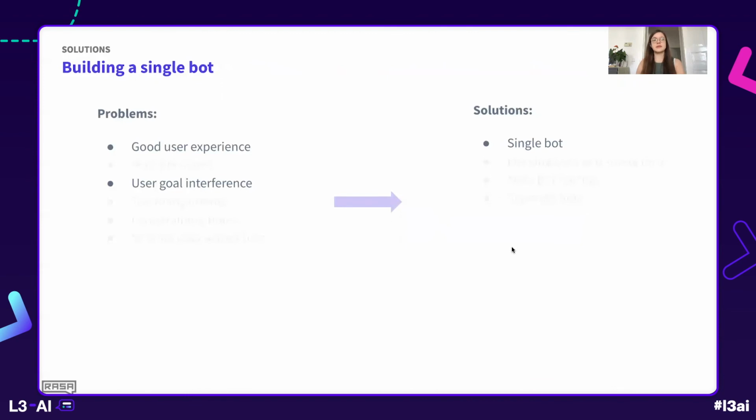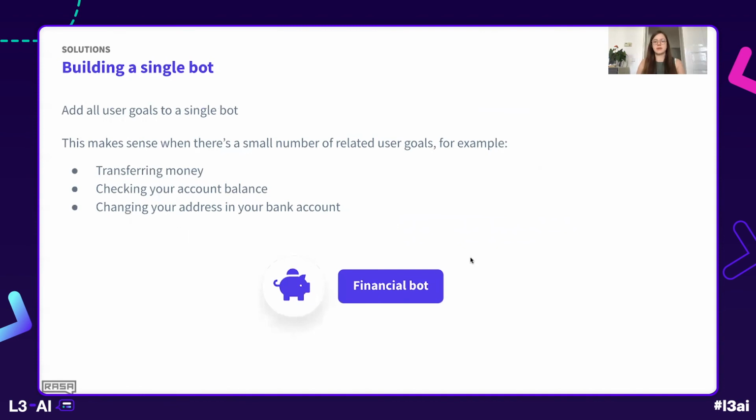Cool. So the first solution I want to talk about is building a single bot. The problem that addresses is good user experience and user goal interference. What I mean by building a single bot is exactly that. It's nothing complicated. It's a really simple approach. You're basically just adding all the user goals that you want to build to a single bot rather than building multiple. This approach makes a lot of sense when there's a small number of related user goals.